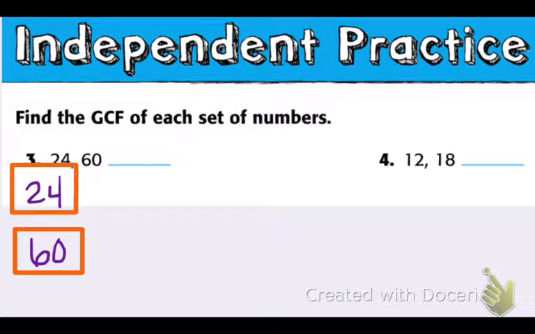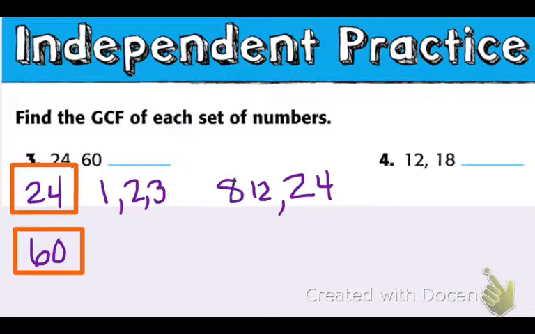All right, independent practice. Find the greatest common factor of each set of numbers. Step 1, list the factors. How can I make 24? 1 times 24, 2 times 12, 3 times 8 is 24. So they're factors, right? We have 4 times 6. Wow, 24 has a bunch of factors.